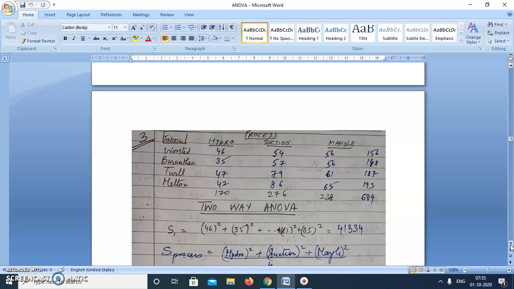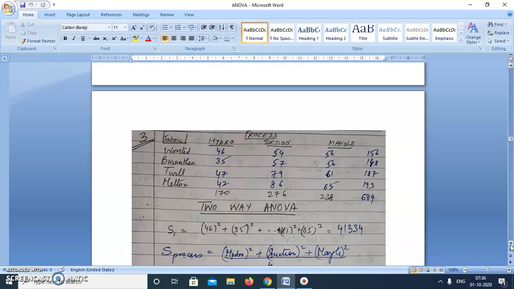Now this is question number 3, and as we can see, there are two factors. One is fabric type and one is process type. So basically they are studying the effect of 4 types of fabrics, that is worsted, Barenthia, twill and Melton, and also they are studying the effect of process type, which is hydro, suction and mangle, and they are studying the effect of these two factors on percentage moisture content remaining in the fabric.